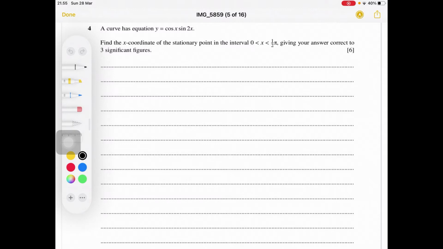To differentiate this one, we are going to use the product rule. So y prime is equal to u prime v plus u v prime. That's the formula for the product rule. u is equal to cos x, and v is equal to sine 2x.